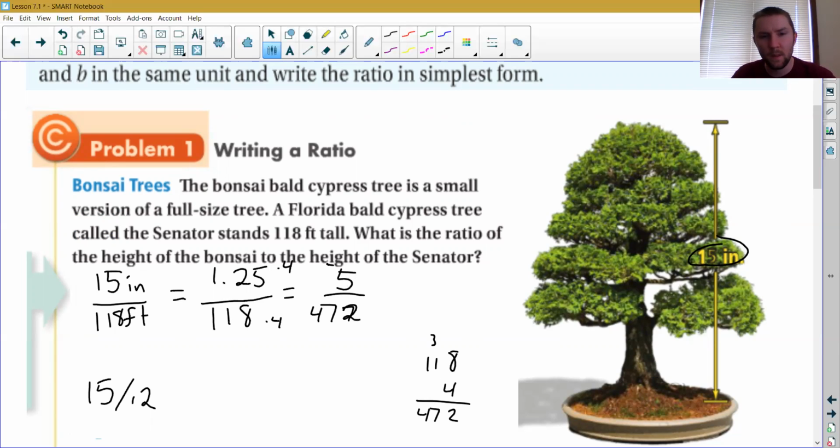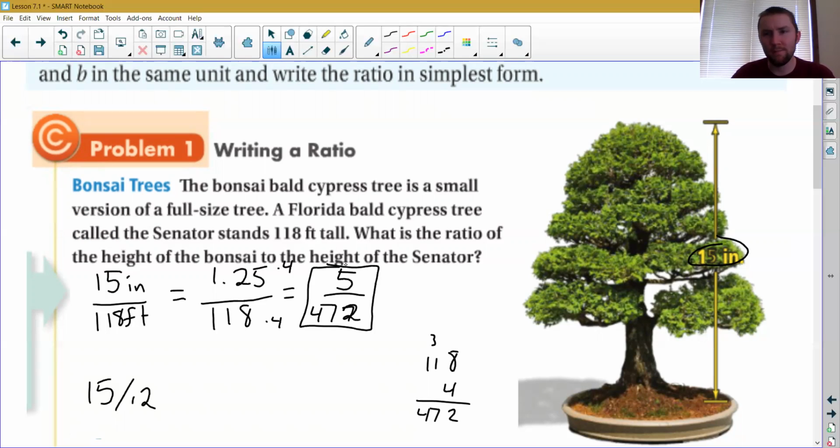Okay, so this ratio right here, 5 to 472, is my ratio of the bonsai tree's height to the height of the big tree. So as you can see, writing a ratio is not difficult, but changing it to be in its simplest form can be slightly difficult, okay?